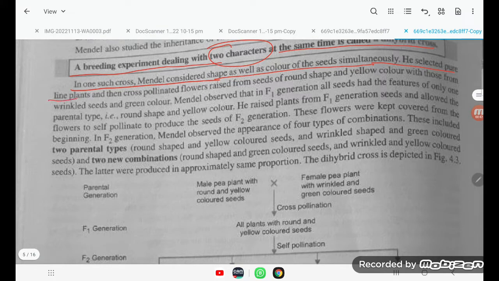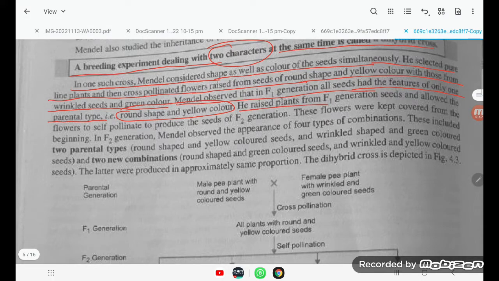He selected pure line plants and cross-pollinated them. Flowers raised from the seed of round shape and yellow color were crossed with those from wrinkled seed and green color. So that is round yellow and wrinkled green. Mendel observed that in the F1 generation all seeds had the features of only one parent type, that is round shape and yellow color.